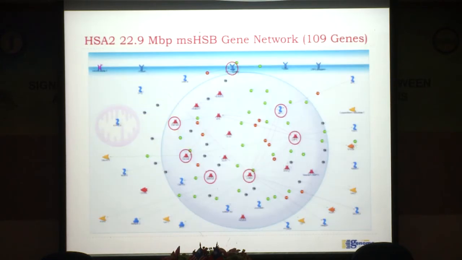And to go further, if you look at the networks within those blocks, you'd find many genes that are commonly regulated. So this one block on HSA2 contains all of the HOX genes, but it also contains approximately 50 genes that are co-regulated by c-MYC.